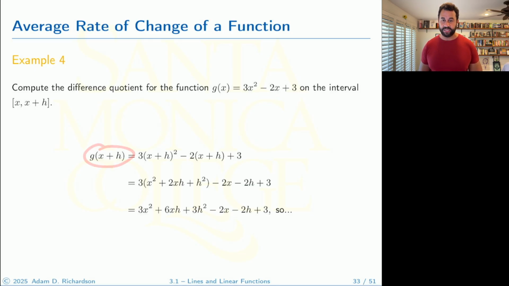G of x plus h: everywhere I see an x, I'm going to replace it with x plus h. There we go. Now I'm just going to do some arithmetic, right? I'm going to FOIL this out. I'm going to expand this using the distributive property. I'm going to distribute this -2 to both of those terms, and I get this to start.